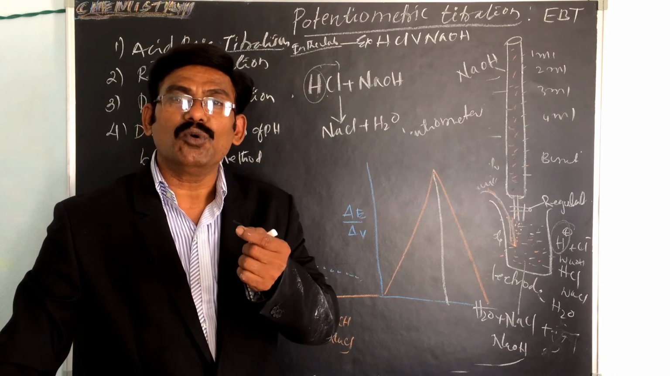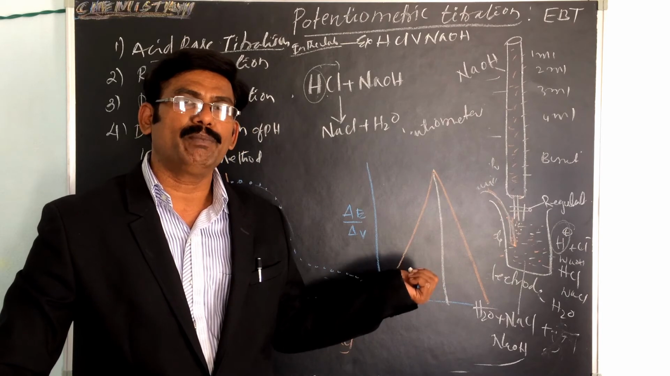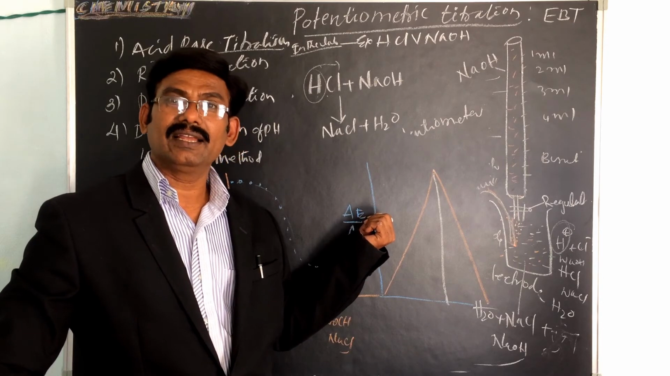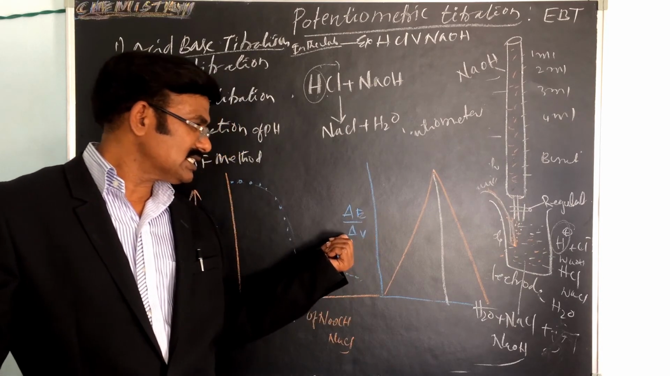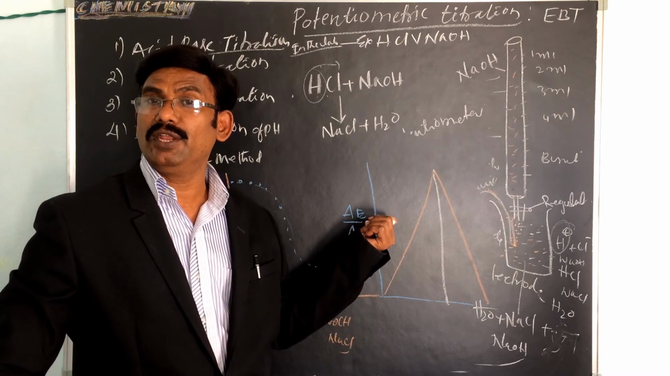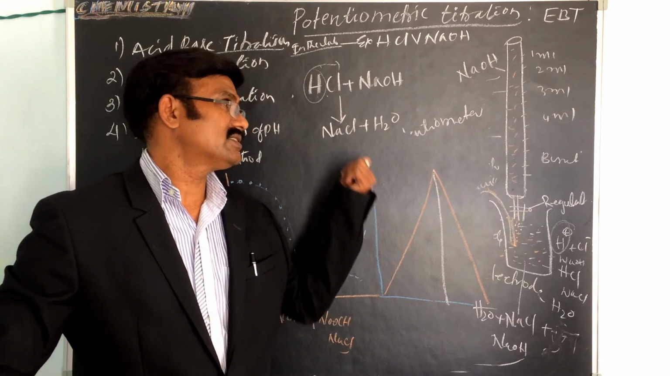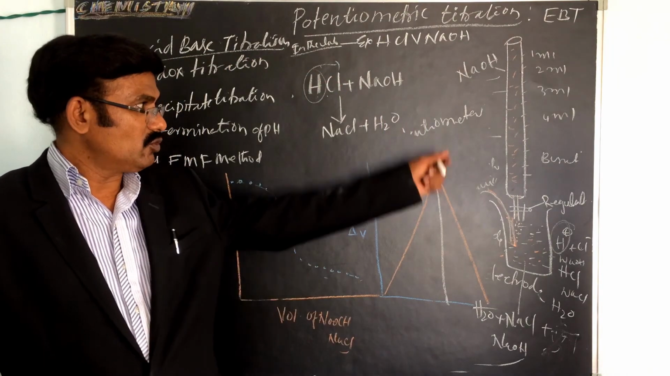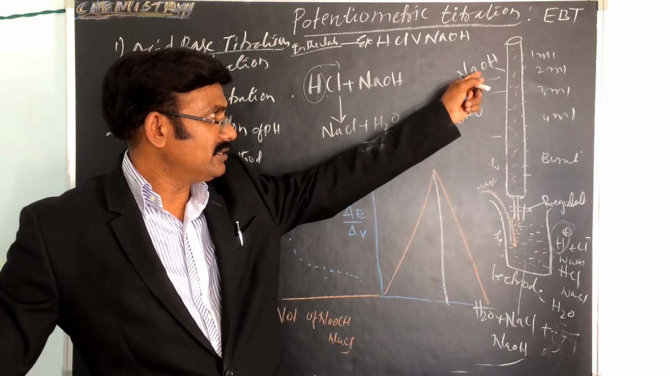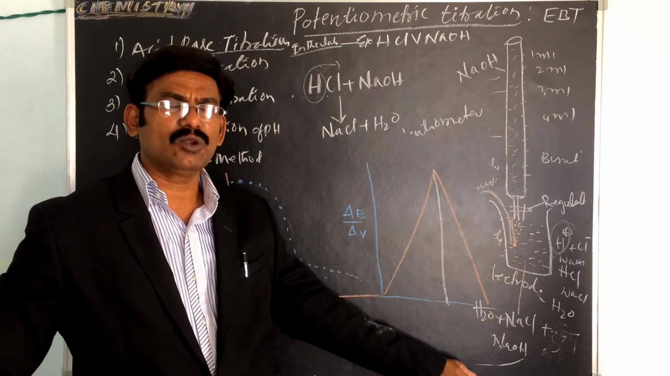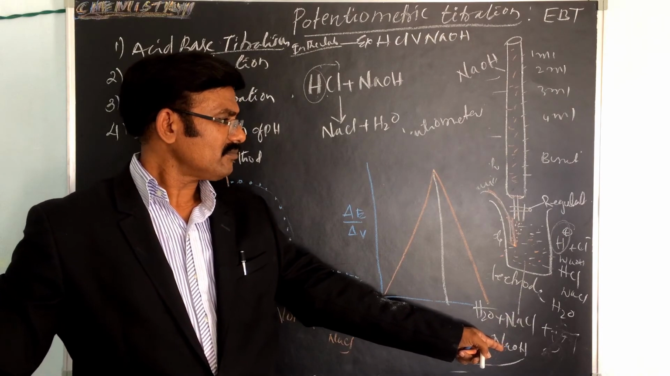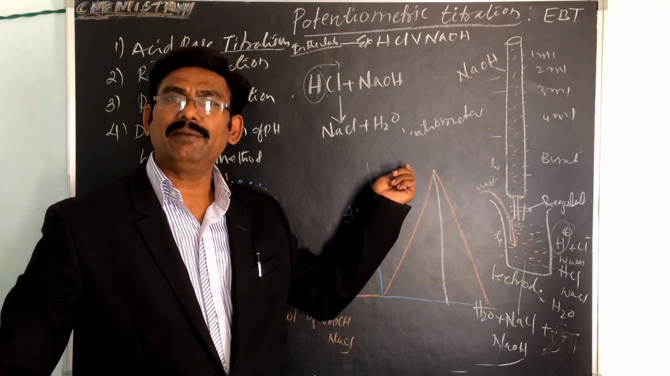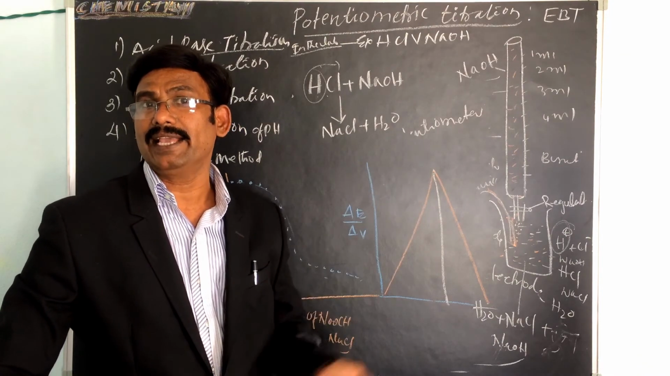A more sensitive and satisfactory method of detecting the endpoint is to graph delta E by delta V, the electrode potential versus the volume of NaOH. So this is about the standard acid-base titration. Draw the diagram, take the HCl and titrate against the sodium hydroxide. H plus ions are slowly decreasing with formation of the salt, giving this graph and the maximum value. So at the endpoint, the slope of the curve is maximum.